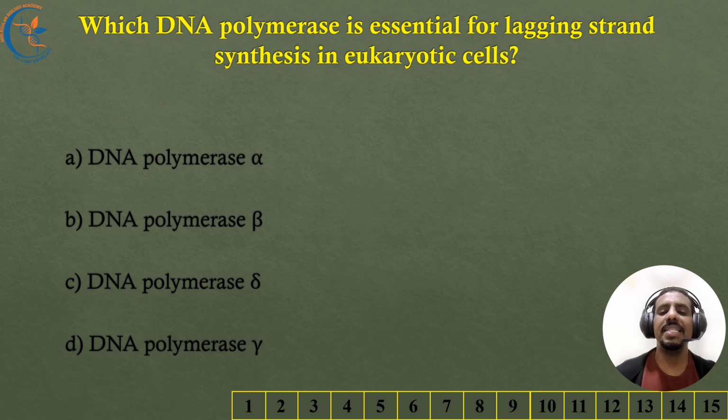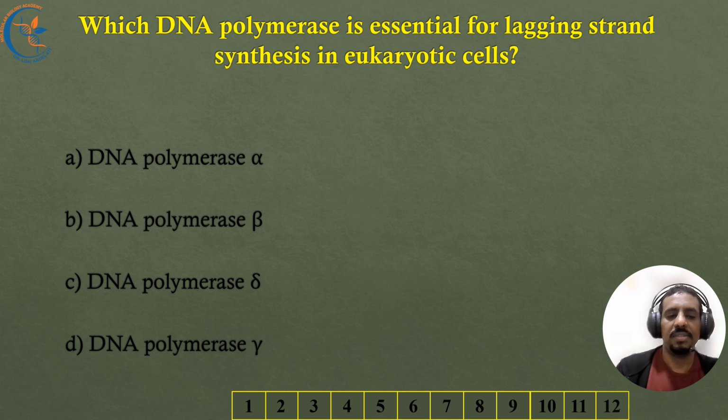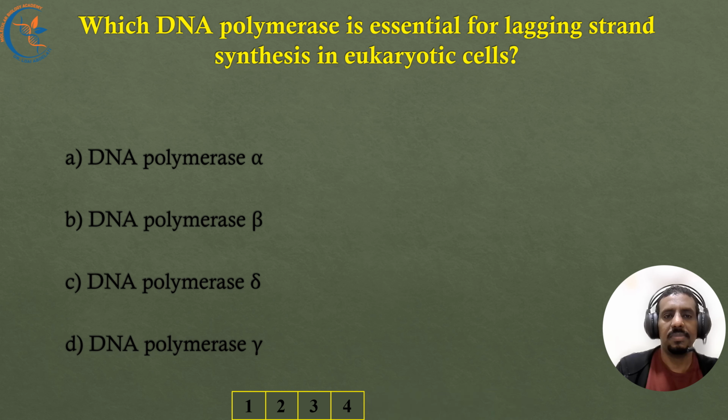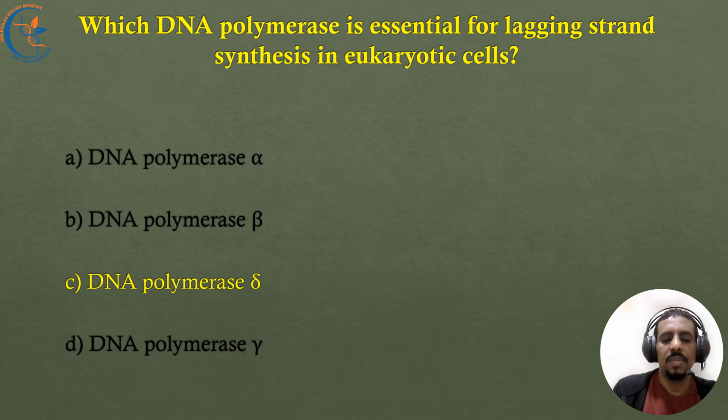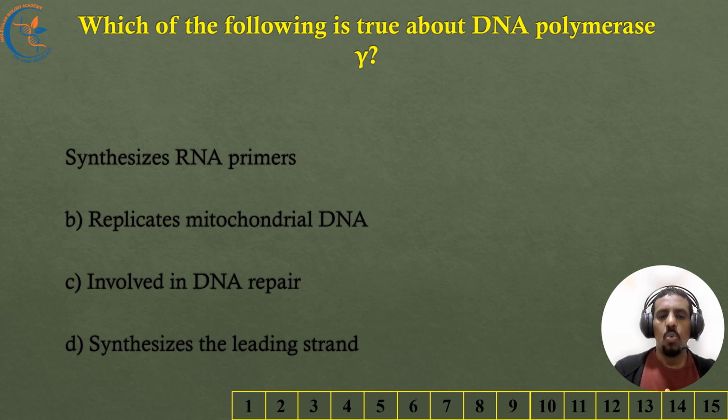Which DNA polymerase is essential for lagging strand synthesis in eukaryotic cells? The correct answer is DNA polymerase delta. DNA polymerase delta is essential for synthesizing the lagging strand in eukaryotic cells by extending Okazaki fragments. Okay, let's move on. All right, the next question. Which of the following is true about DNA polymerase gamma?